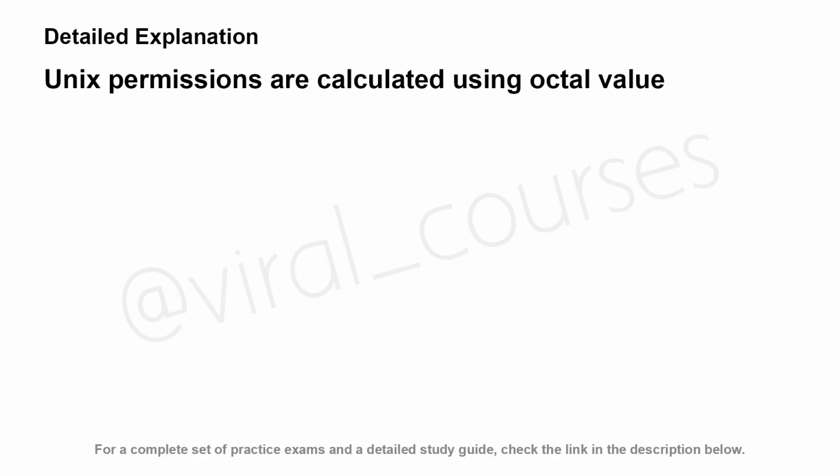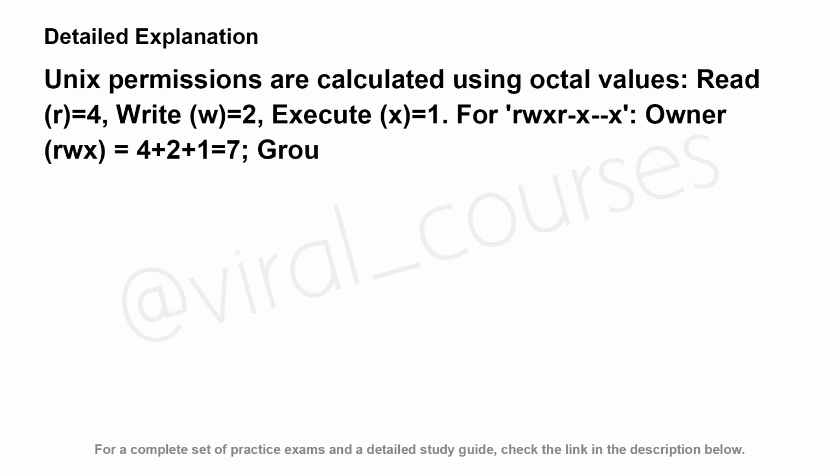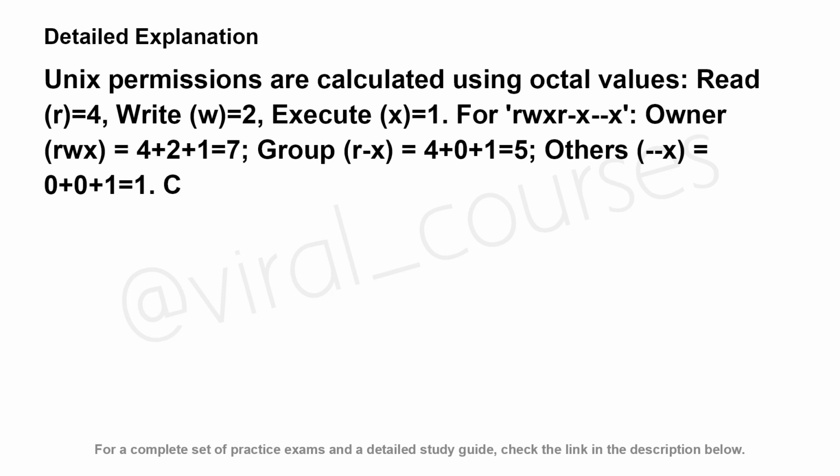Unix permissions are calculated using octal values. Read (r) equals 4, write (w) equals 2, execute (x) equals 1. For rwxr-x--x: Owner, rwx, equals 4 plus 2 plus 1 equals 7. Group, r-x, equals 4 plus 0 plus 1 equals 5. Others, --x, equals 0 plus 0 plus 1 equals 1. Combining these gives 751.